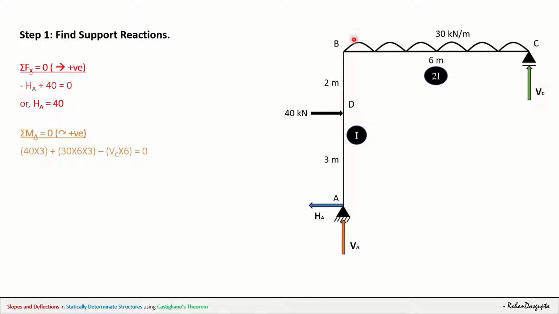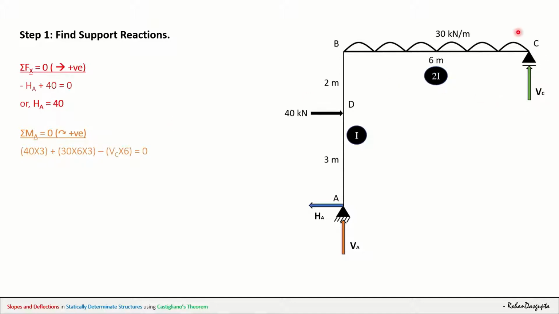The next term is going to come from the UDL, that is 30 kilonewton per meter. This is also going to have a clockwise moment about A. So it is going to be 30 into 6, that's the intensity. And if you see, the CG of this UDL is going to pass through half of 6, that is 3. So therefore we have 30 into 6, that is the intensity of the load, and the CG is at a distance 3. Okay, so that is why we have 3.